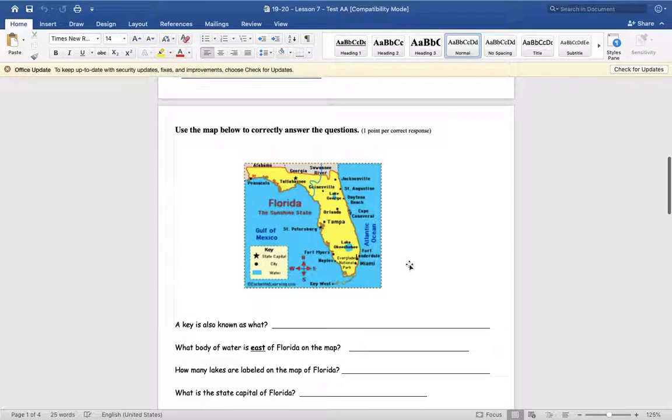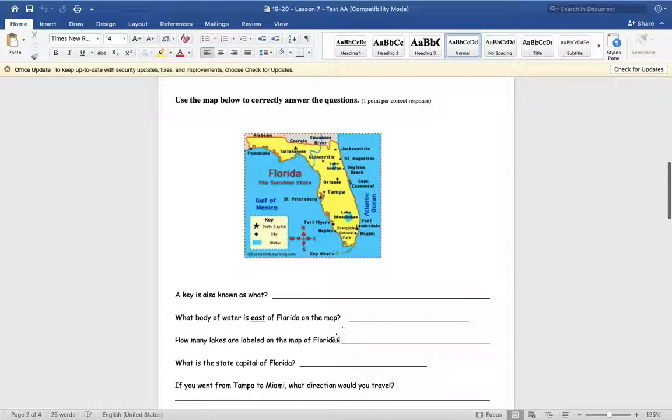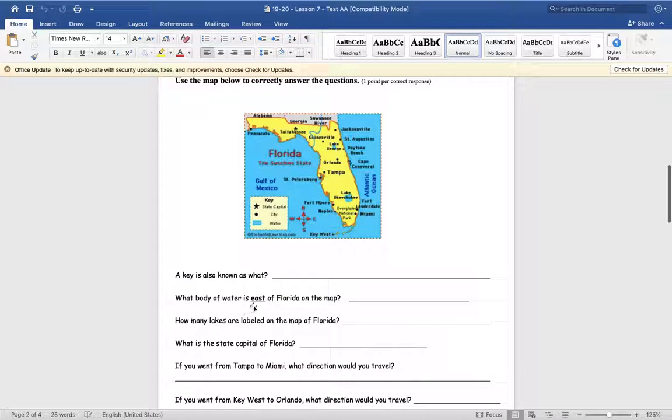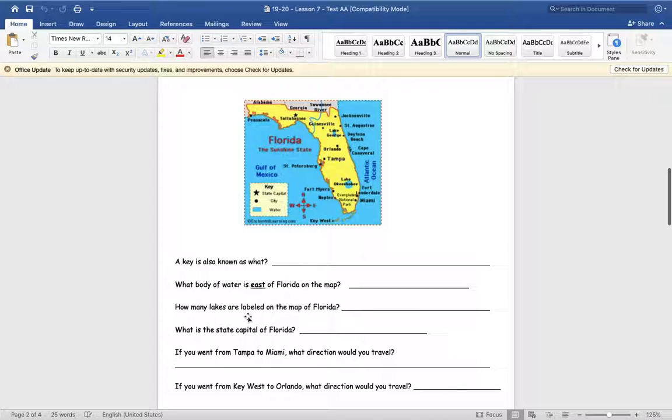The next section says, use the map below to correctly answer the questions. Here you can see a map of Florida. Use the map to answer the questions. A key is also known as a what? What body of water is east of Florida on the map? How many lakes are labeled on the map of Florida?